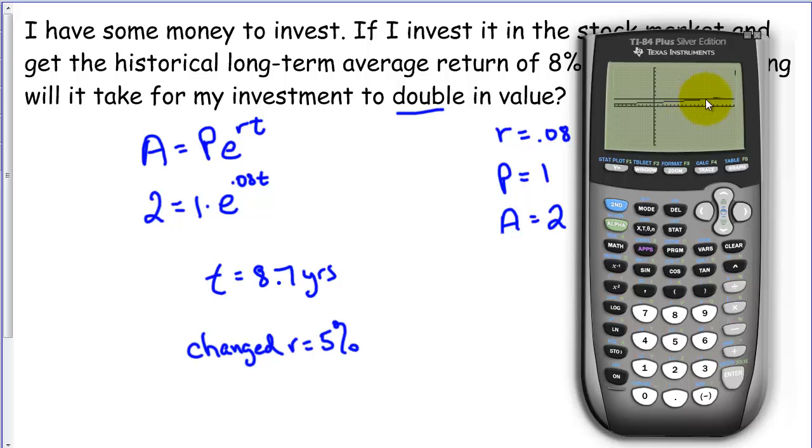Now our curve goes up above the line, so we know we have the intersection in our viewing window. So now we can press second calc, select item 5, and move over to anywhere near the area, somewhere in there. Press enter 3 times, and we get our time would be 13.9 years. So you see a relatively small change in the interest rate going from 8% to 5% makes a big difference in the number of years that we have to wait to double our money.